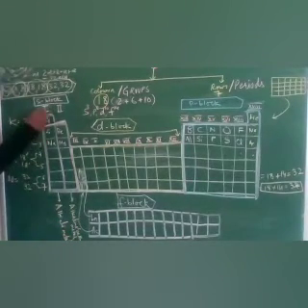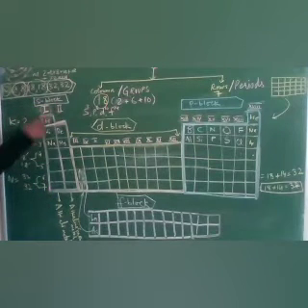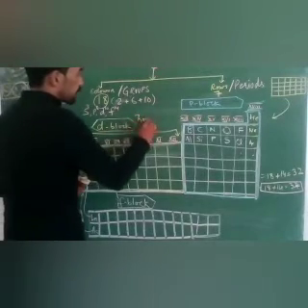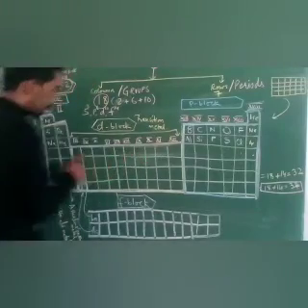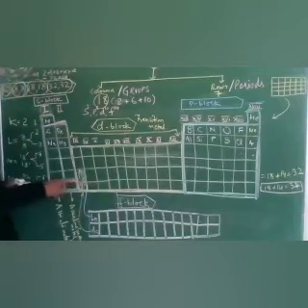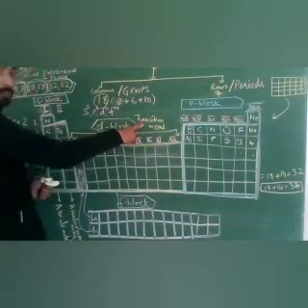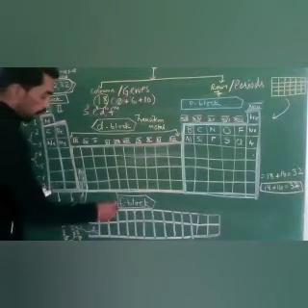The first group is called alkali metal. Group number 2 is called alkaline earth metal. These are called transition metal. What is the name of all the metals that will be in the D block? Transition.